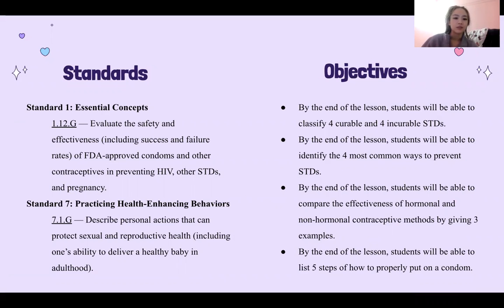And our objectives. By the end of the lesson, students will be able to classify 4 curable and 4 incurable STDs. By the end of the lesson, students will be able to identify the 4 most common ways to prevent STDs. By the end of the lesson, students will be able to compare the effectiveness of hormonal and non-hormonal contraceptive methods by giving 3 examples. By the end of the lesson, students will be able to list 5 steps of how to properly put on a condom.